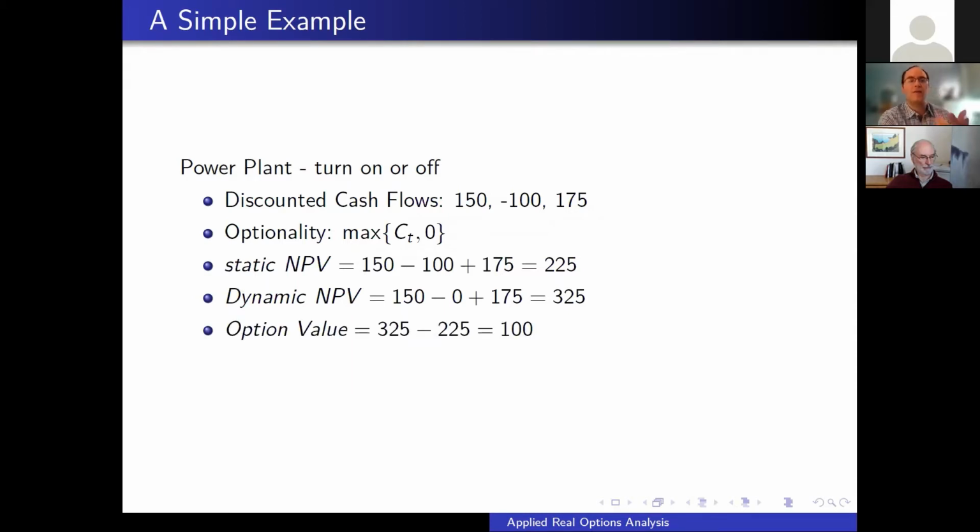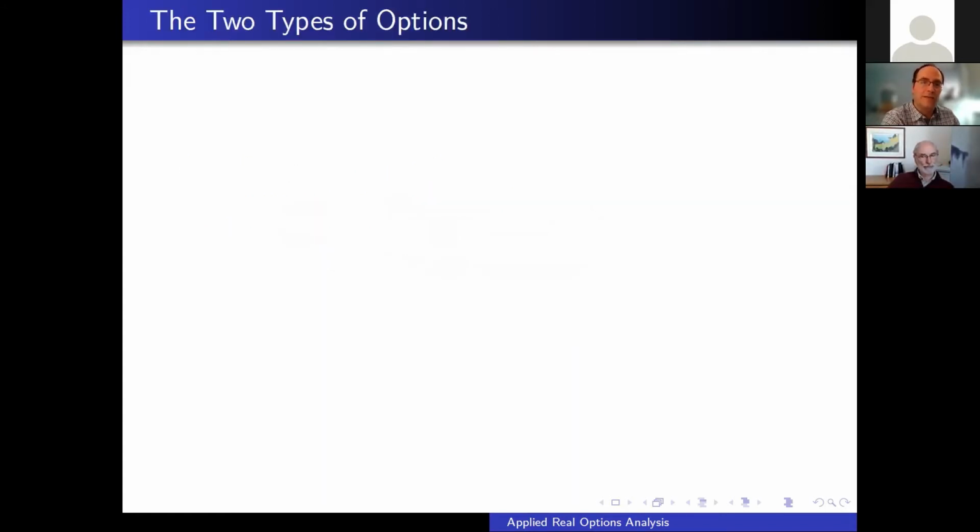I think that is actually pretty relevant. I mean, we are always going to have future opportunities to adjust our business processes. And so the next question is the types of options. And again, borrowing from financial options, there are 2 types.